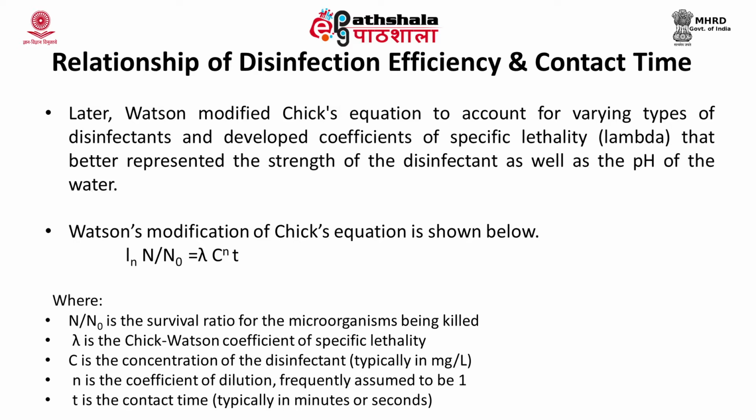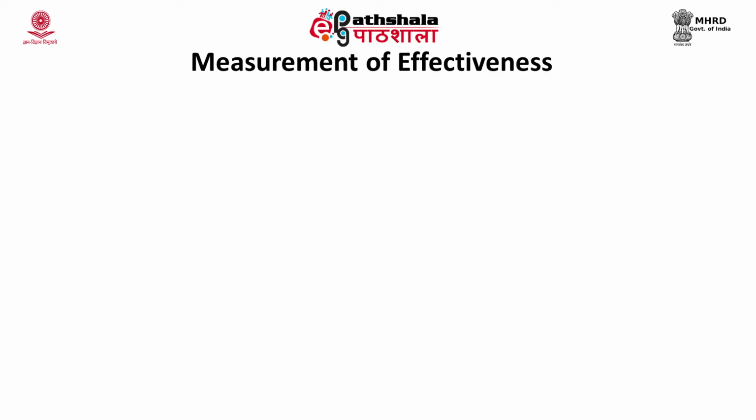pH of the water. The equation is: log value of the survival ratio of the microorganisms is equal to the specific lethality coefficient lambda multiplied by the contact time and the concentration of the disinfectant. The next parameters affecting the efficiency of the disinfectant are the temperature at which the wastewater is present, the type and the population of the microorganisms present in the wastewater, as well as the pH and ionic strength of the wastewater. Now, coming to the measurement of effectiveness of the disinfectants.